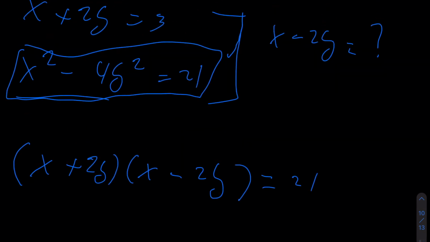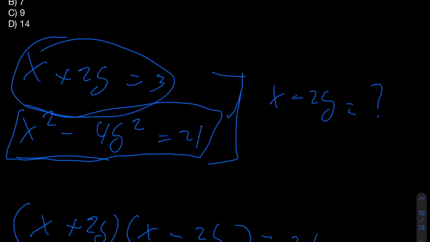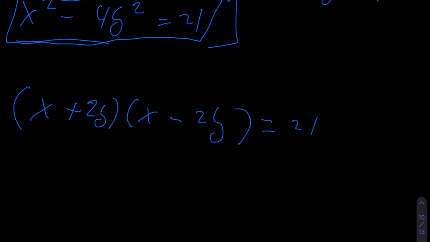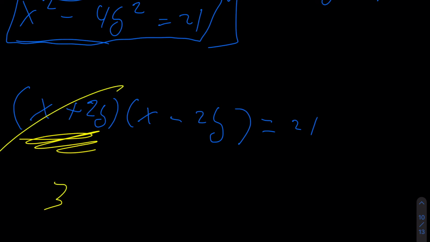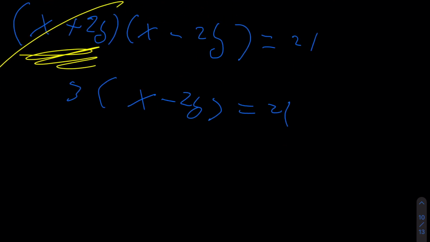So remember, the given is very important. The given has to always be used. If you're not using it, you're doing something wrong. The given here, this is not a useless equation. It's a very important one actually, because you have x plus 2y is equal to 3. So then why do we need this anymore? Cancel it out. You have 3 now. You have 3 being multiplied to x minus 2y, and that is equal to 21, right?